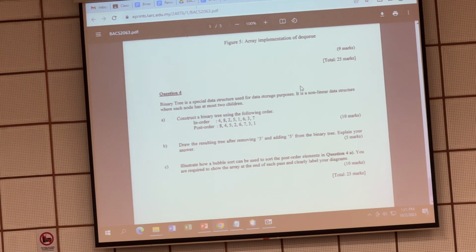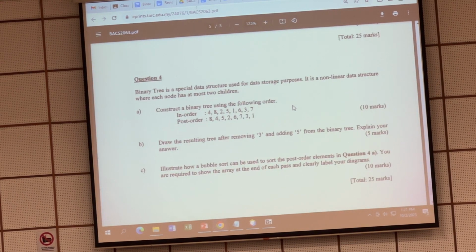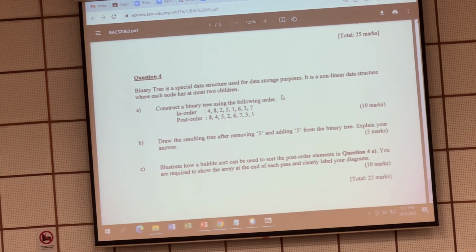Okay, let's take a look at this question. Alright, so in this question, you have to construct the binary tree from the traversal order given.